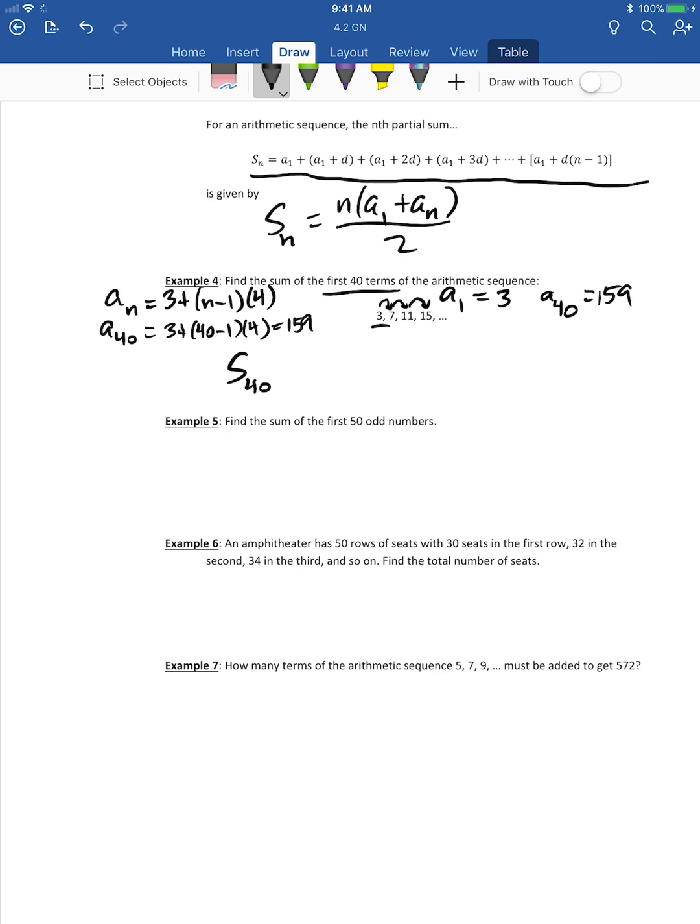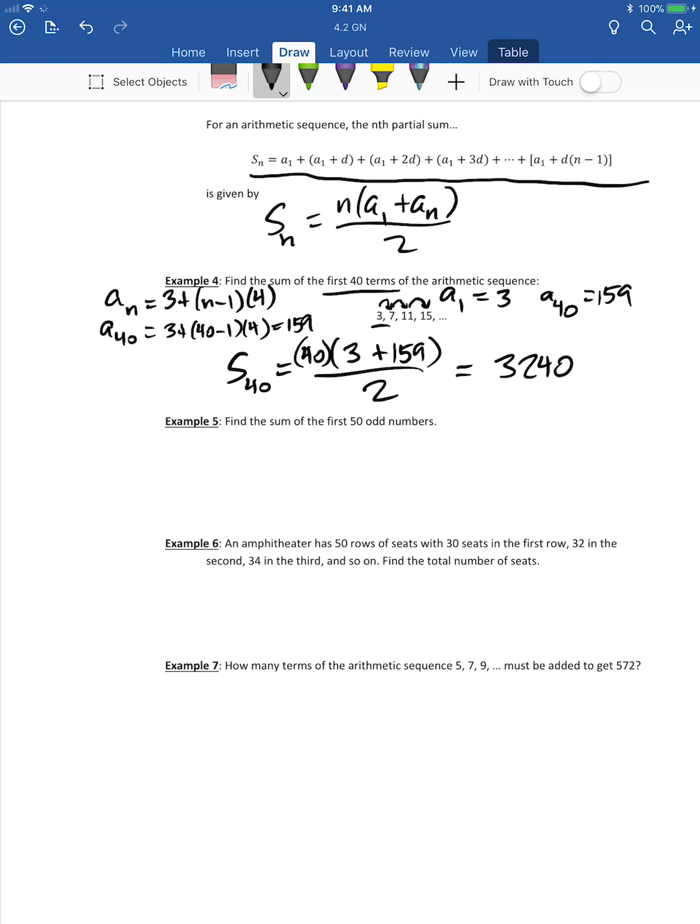And now I can just plug into my formula. The 40th partial sum of this sequence is n, which is 40, times (a sub 1 plus a sub 40) all over 2. And I plug this into a calculator. 40 times 162 all over 2, that is 3,240.